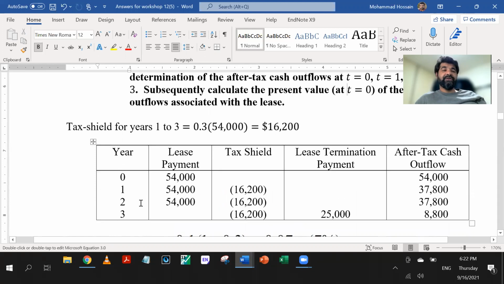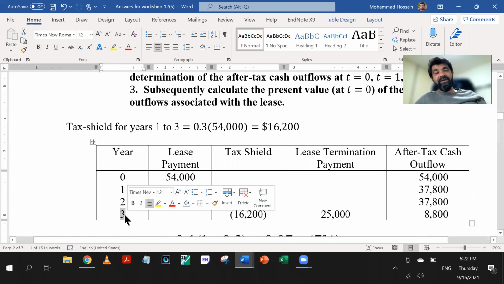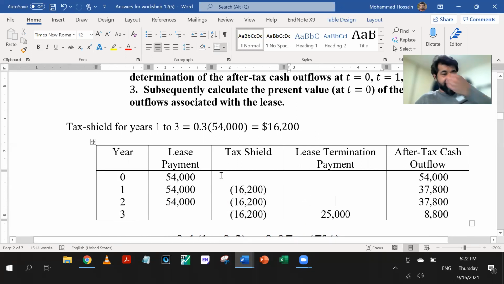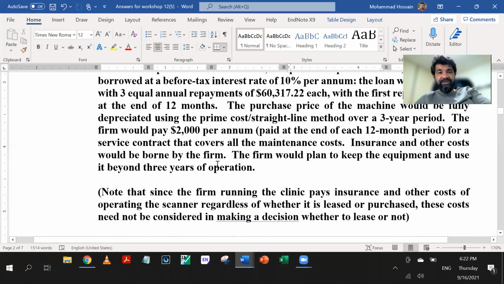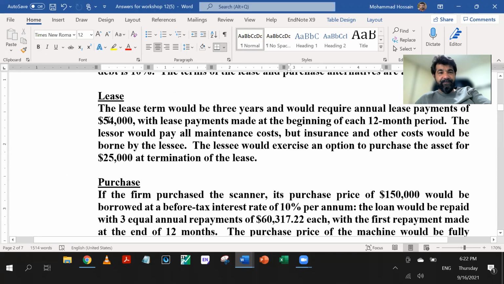Yeah, 0, 1, 2, 3, T0, T1, T2, T3. Third year is after 3 years, fourth year is the termination year. Okay. The lease payment will be how much? $54,000. They already mentioned it in here. $54,000 will be your lease payments.